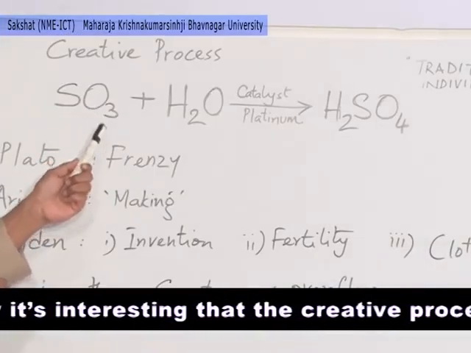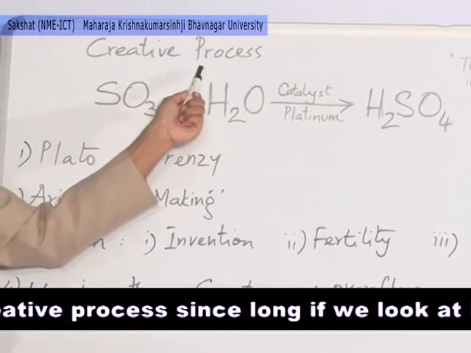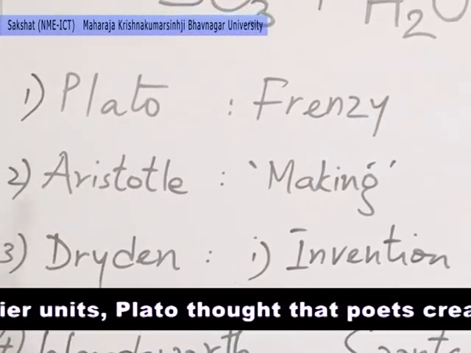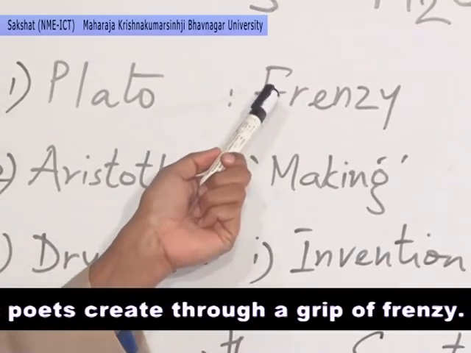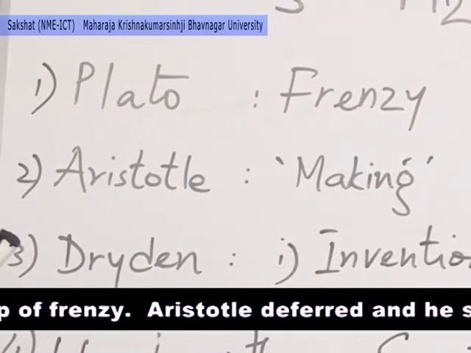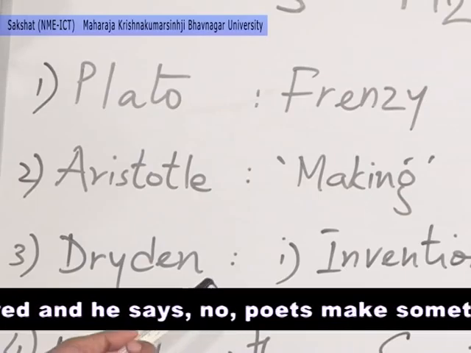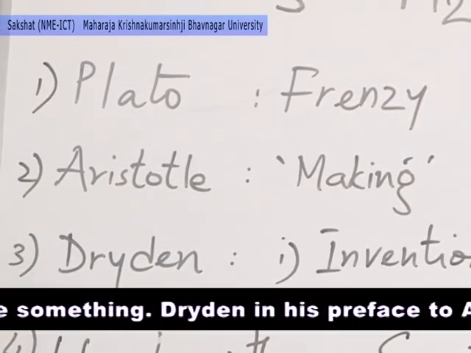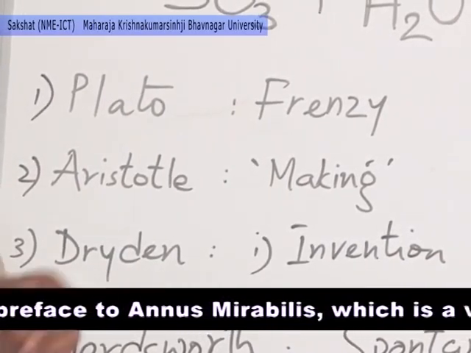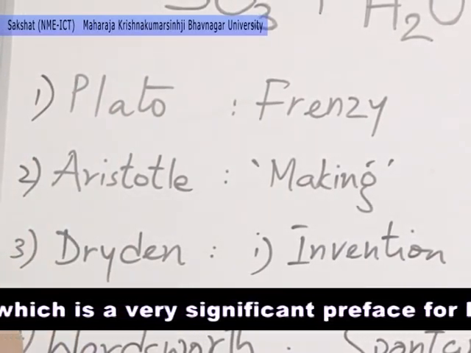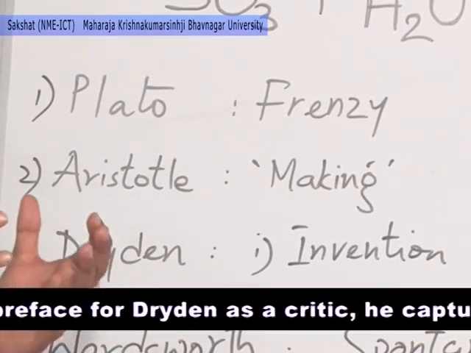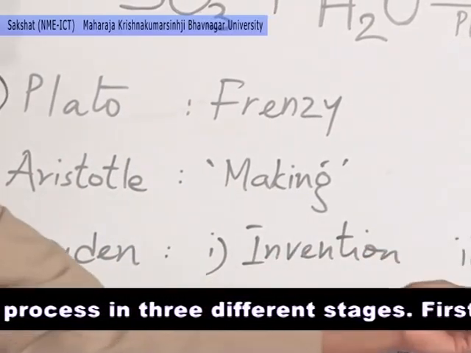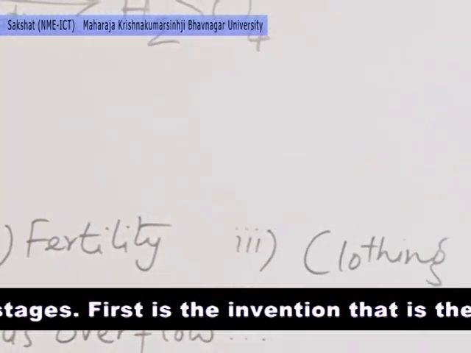Now it is interesting that the creative process has been discussed since long. If you look at Plato in our earlier units, Plato thought that poets create through a grip of frenzy. Aristotle differed and he says no, poets make something, they create something. Dryden in his preface to Annus Mirabilis, which is a very significant preface for Dryden as a critic, captured the creative process in three different stages.